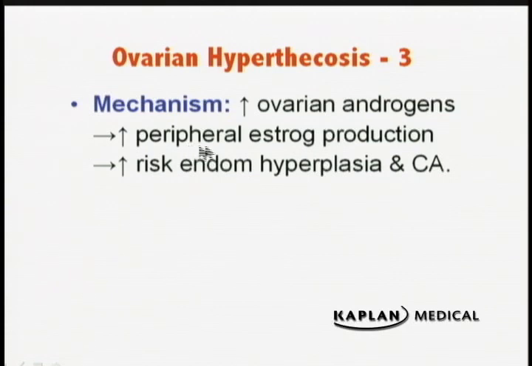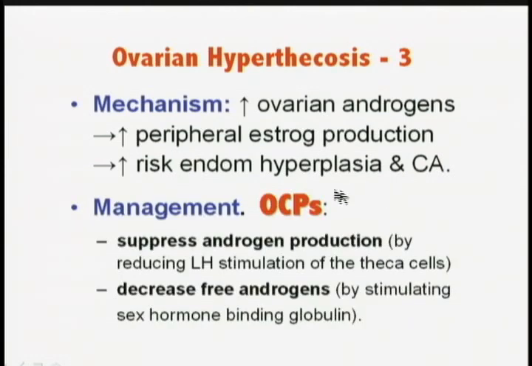The mechanism: increased ovarian androgens stimulate increased peripheral estrogens, and remember, all estrogens are derived biochemically from androgens. These increased peripheral estrogens can then increase the risk of endometrial hyperplasia and cancer. How does one manage this?